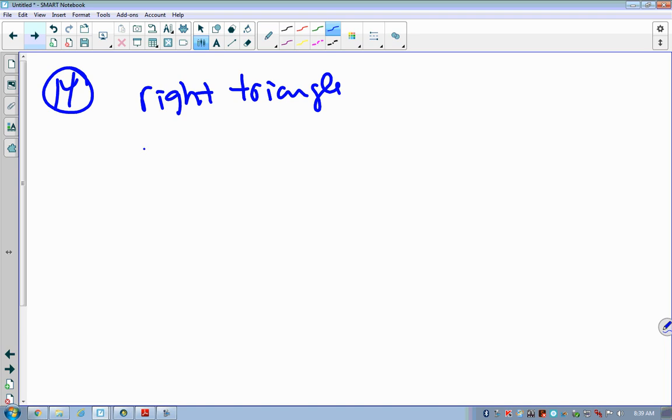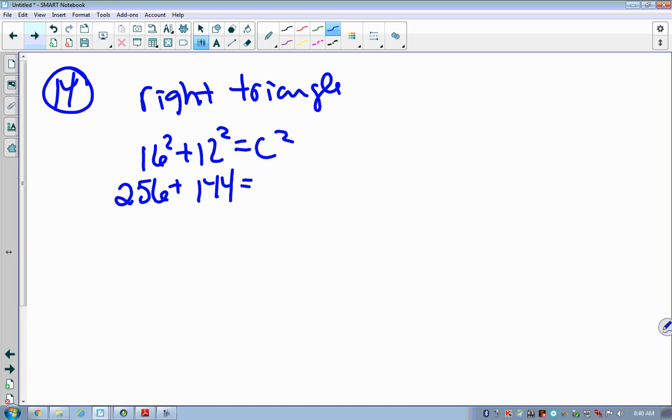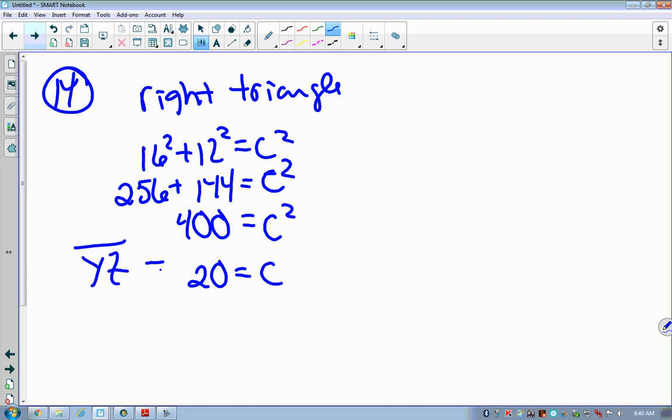So for that, we need to do what? 16 squared plus 12 squared. Okay, we got 144. What's 16 squared? 256 plus 144, 400. Okay, so 20 would be my hypotenuse, right? Okay, so YZ equals 20. Is this an acute triangle? No, it's a right triangle, right?